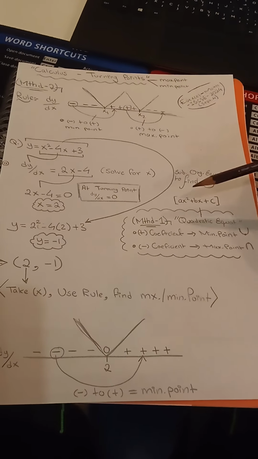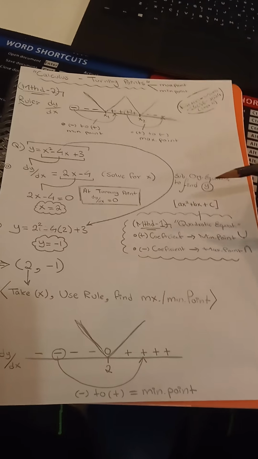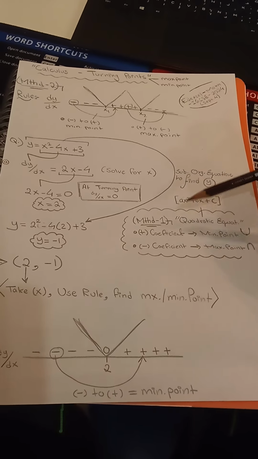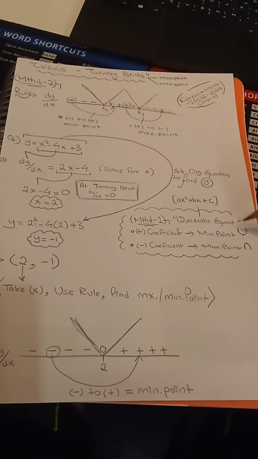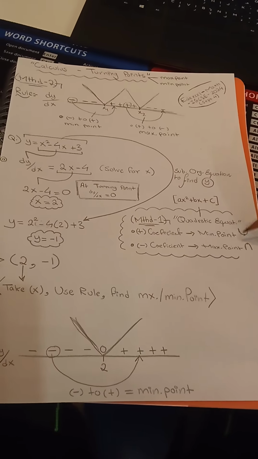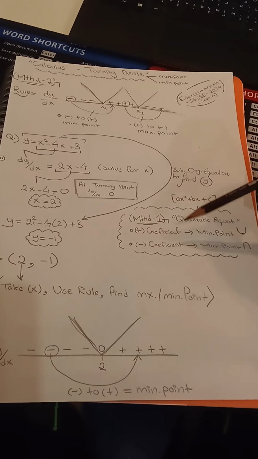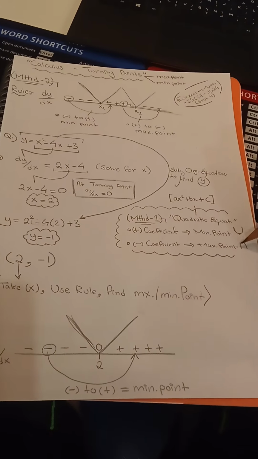which tells us that the quadratic equation is in the standard form ax squared plus bx plus c. Now, if the coefficient of x squared is positive, if a is positive, it's going to be a u-shaped graph, and the minimum point is the vertex at u. If a is negative, or the coefficient of x squared is negative, then it's an n-shaped graph, and the vertex is the maximum point at the top.